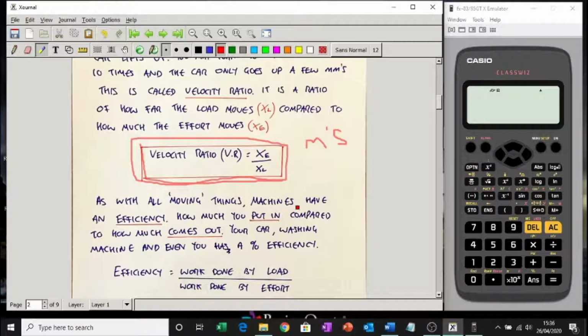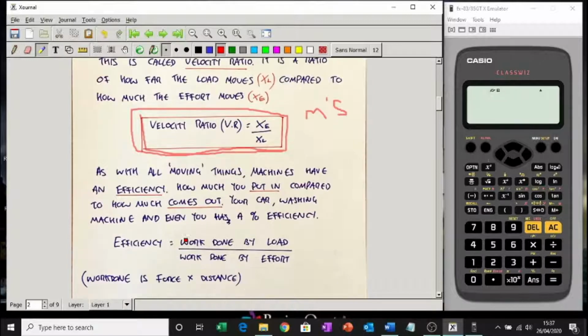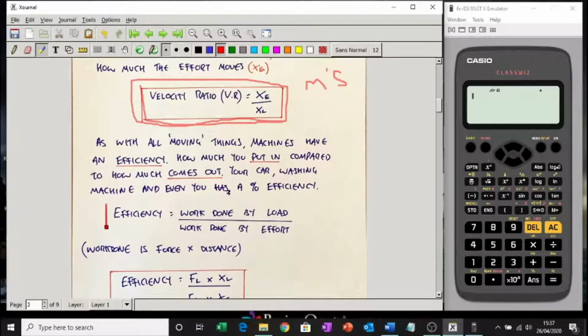As with all moving things, machines have an efficiency. So we have got friction and heat and loss of things, so there's an efficiency to everything. How much you put in compared to how much comes out. Your car has an efficiency. Your washing machine has an efficiency. Even you have an efficiency, a percentage efficiency. You're not going to get 100% of what you put in. So the efficiency of a machine, or the efficiency of everything really, is the work done by the load divided by the work done by the effort, times by 100%.